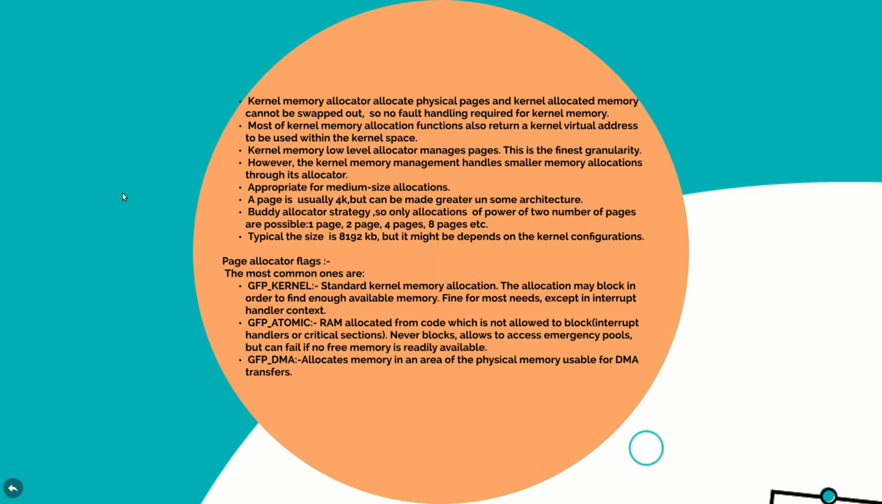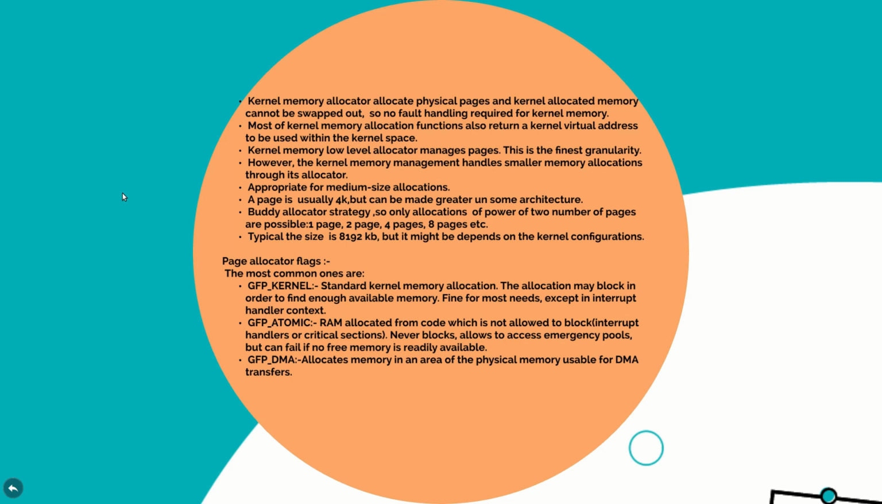Okay, so kernel memory allocator. It allocates the physical pages for kernel-allocated memory, and that memory cannot be swapped out. If it cannot be swapped out, you have to understand that a page fault will not occur. So no fault handling is required for kernel memory. That is only needed for user space applications.